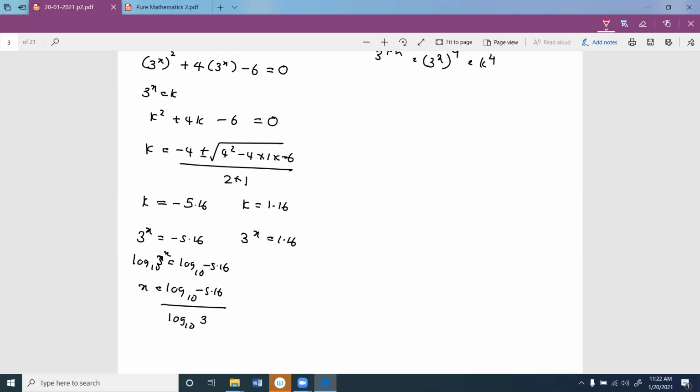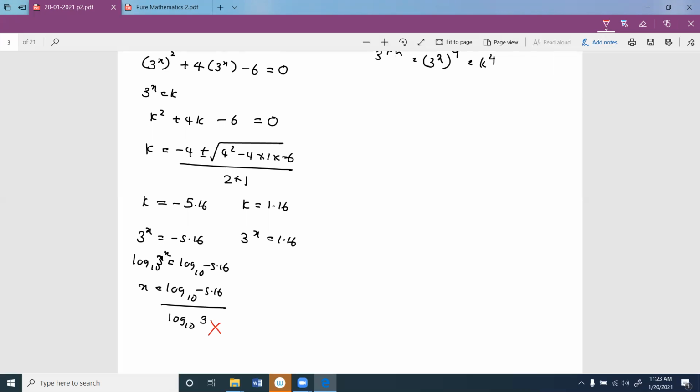I think this does not exist. How do I put it in my calculator? Just press log, then a bracket comes, then put minus 5.16, then close bracket. What is that answer? It's an error. Math error, sir.